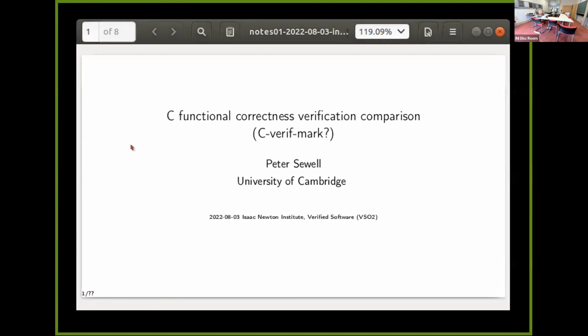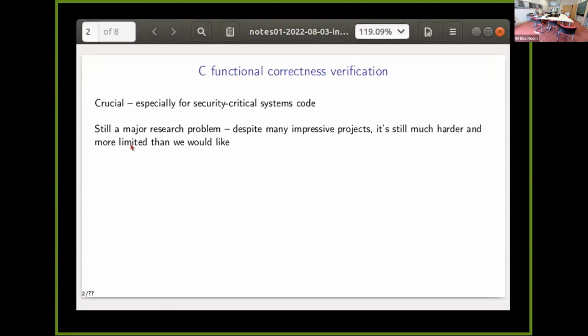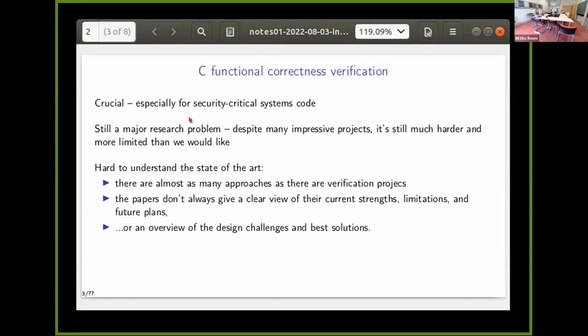So what is the idea here? We're gathered here today because we all care one way or another about C functional correctness verification. And this is still crucial, and it's still a major research problem, but it's still harder than we would like, I think we have to admit. It's quite hard to even understand the state of the art.